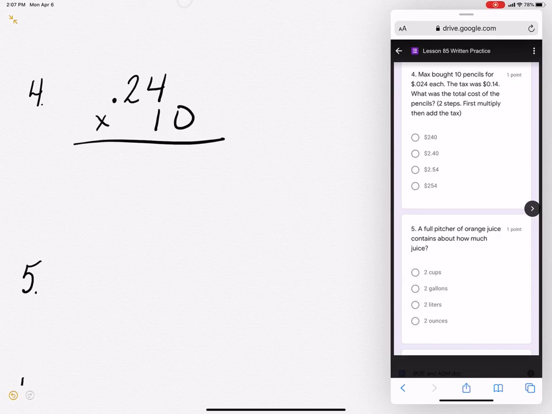So first we're going to multiply 24 cents times 10. If I remember, I showed you guys the trick of multiplying by a 10. You just bring that 0 down and put it in your answer, and then you're done with it. 4 times 1 is 4. 2 times 1 is 2. And when you're talking about money, you always have 2 decimal places. So Max paid $2.40 for the 10 pencils, but he also paid tax.